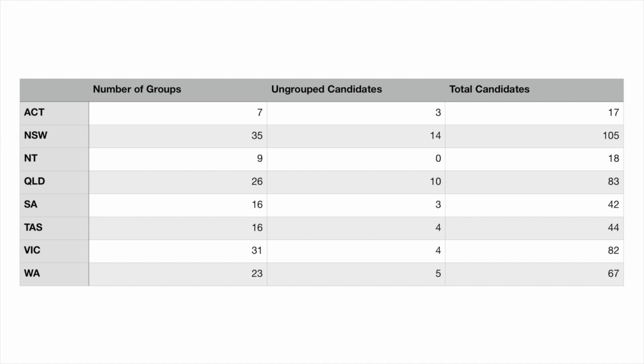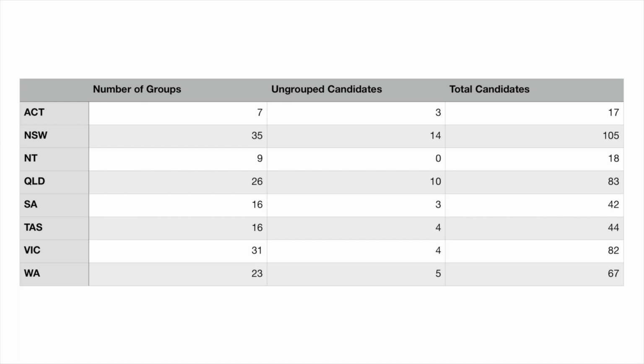Queensland, you will see 26 groups, 10 ungrouped candidates with a total of 83 candidates. South Australia, you will see 16 groups, 3 ungrouped candidates with a total of 42 candidates. Tasmania, you will see 16 groups, 4 ungrouped candidates with a total of 44 candidates. Victoria, you will see 31 groups, 4 ungrouped candidates and 82 total candidates.